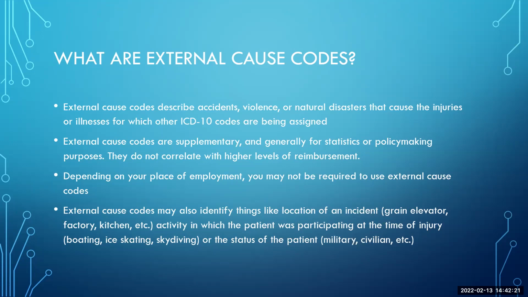The other things that external cause codes can help identify are the location of an incident. So if it happened in a grain elevator or a factory, or even like your kitchen or your bathroom, we have codes to help with that. And also the activity that the patient was participating in. So boating, ice skating, skydiving, horseback riding, anything like that, or the status of the patient. If the patient is military personnel, if they're civilian, those kinds of codes are available. So we could get a very clear picture about what is going on and what caused a very specific condition. Okay, so that's what external cause codes are.